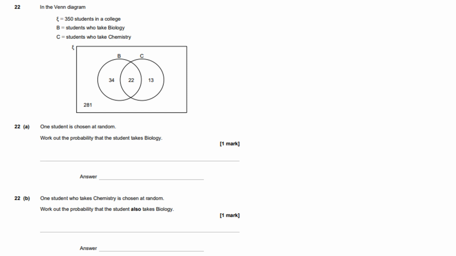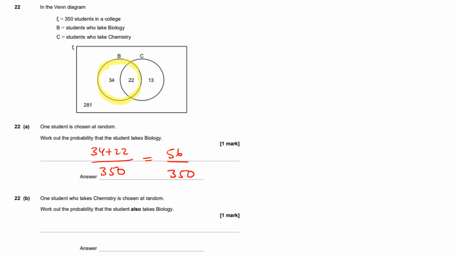Question 22. We've got a Venn diagram in front of us. There are 350 students in a college. B represents the students who take biology. C represents the students who take chemistry. The question for 22A is work out the probability that the student takes biology. So that means this section here, and it's talking about out of everyone in the college. So that is going to be 34 plus 22 out of 350. That would give us 56 out of 350.